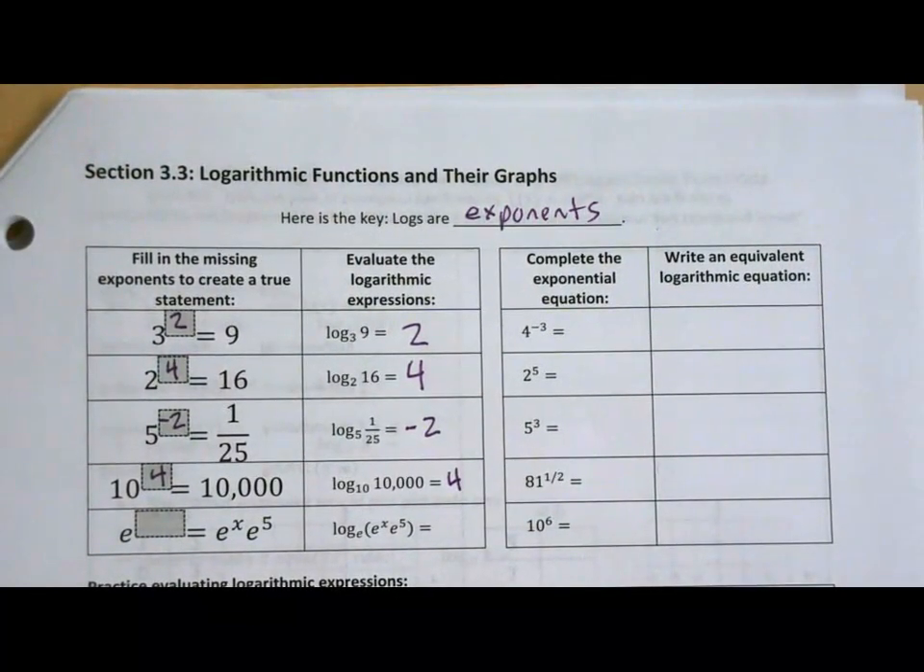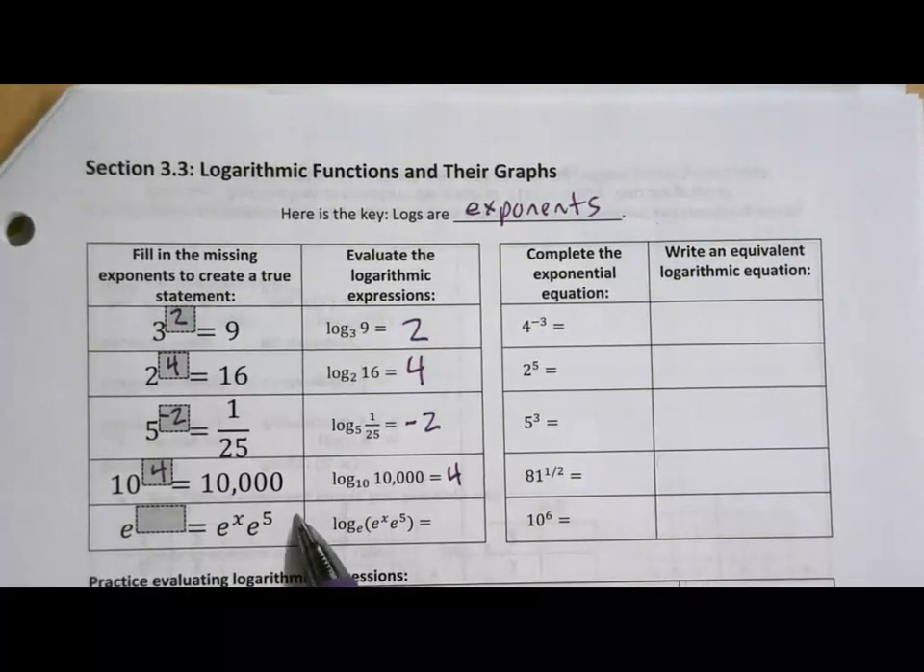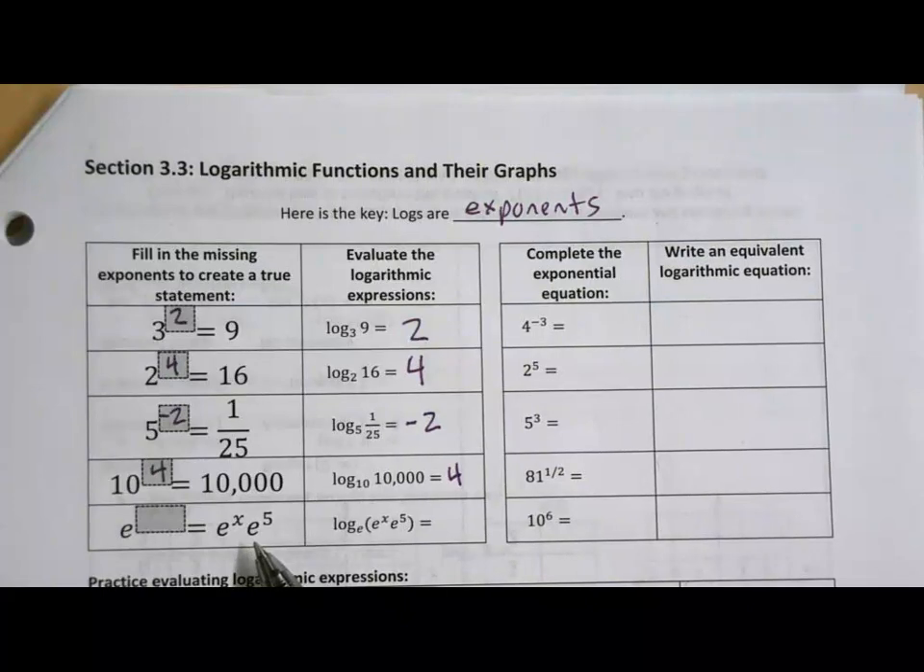This one's a little tricky. I've got e to the x times e to the 5th. If I wanted to write that with just a single base, what are we going to do with these two exponents? Add, subtract, multiply, divide. We should be adding them.